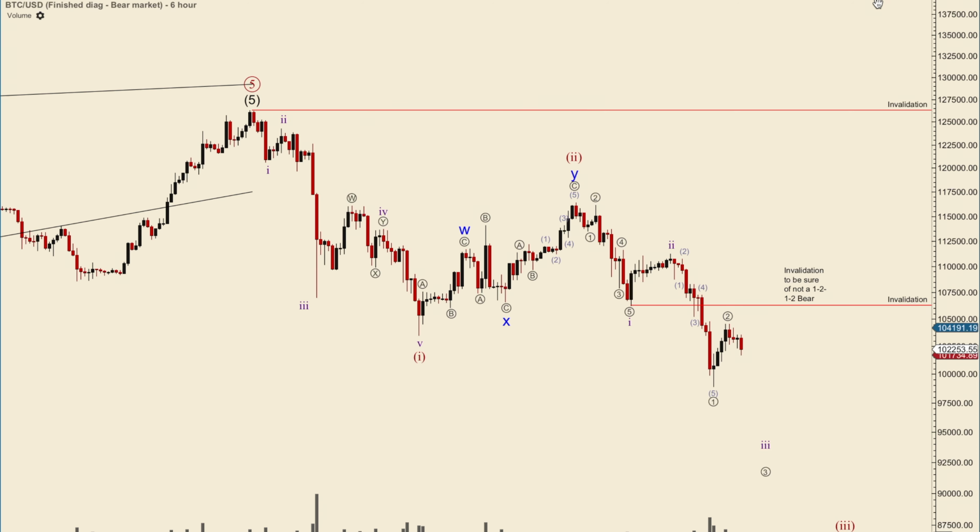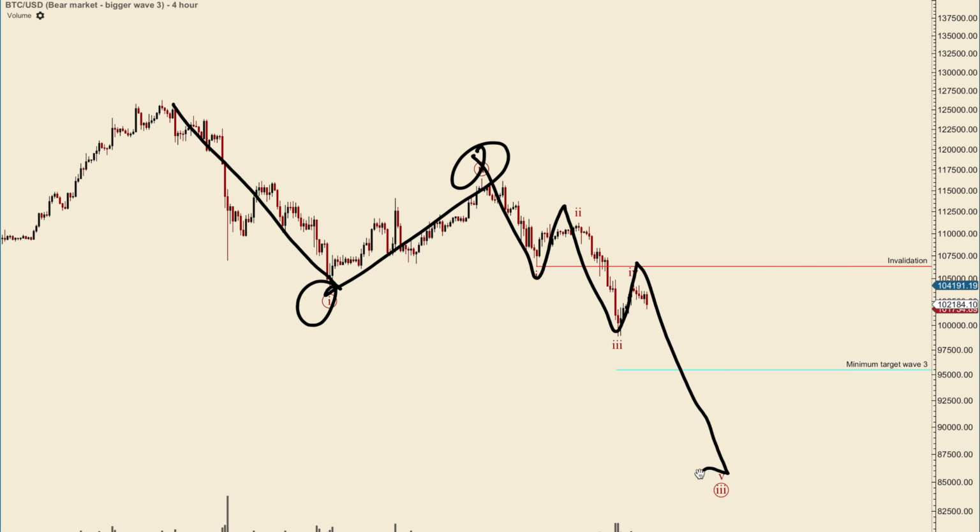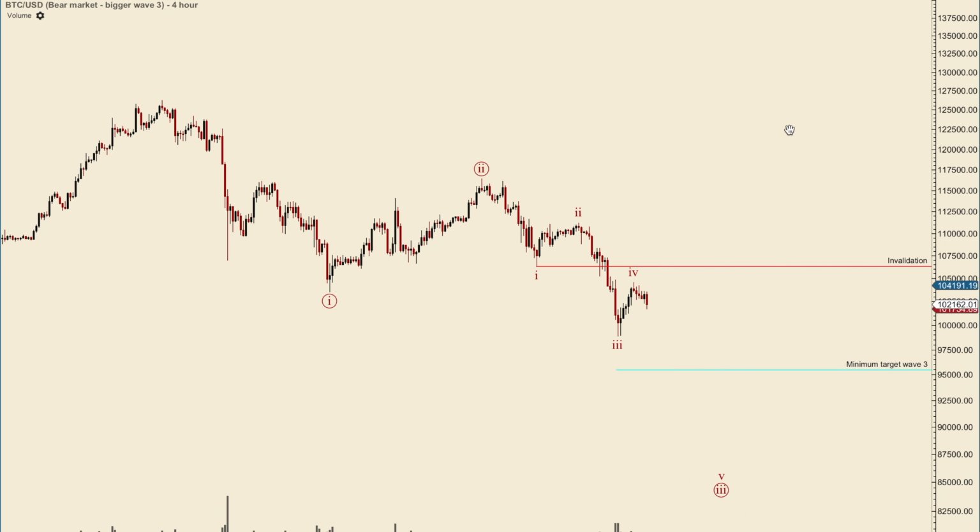And also a variant of this is a bigger wave 3. This is the same as the previous one, but this is a 1, 2, and now we have a 1, 2, 3, 4, 5 into a bigger wave 3. So that was all of the scenarios.